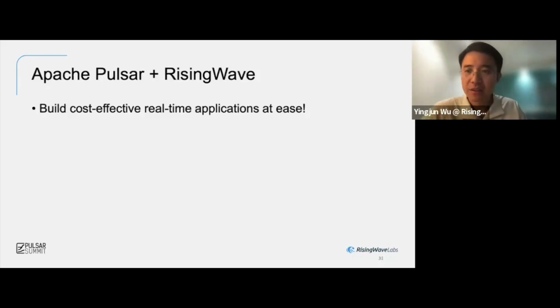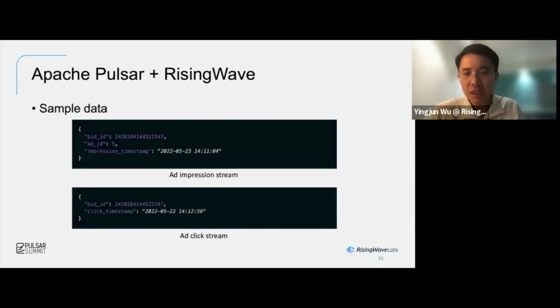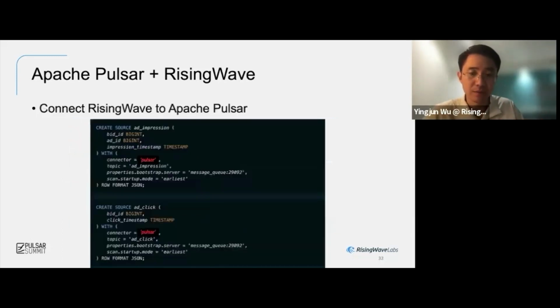Well, I've already talked about so many things about RisingWave. Then let's talk about how to build cost-effective real-time applications with Apache Pulsar and RisingWave. Let's just take the ad monetization example. So in this example, we have two different streams. One is the ad impression stream, and the other one is the ad click stream. So imagine that these two streams are maintained in the message queue, like Pulsar, right?